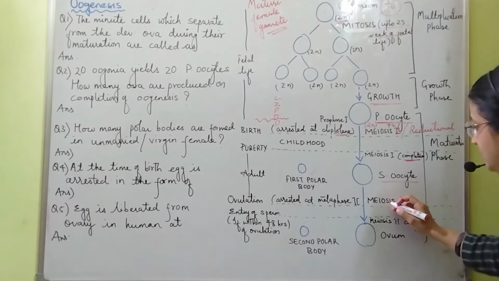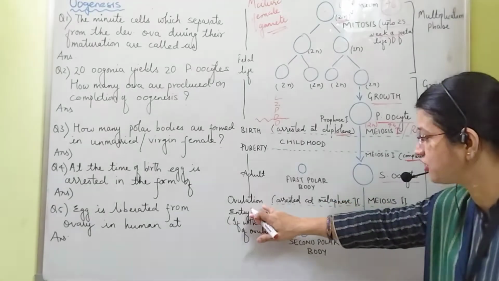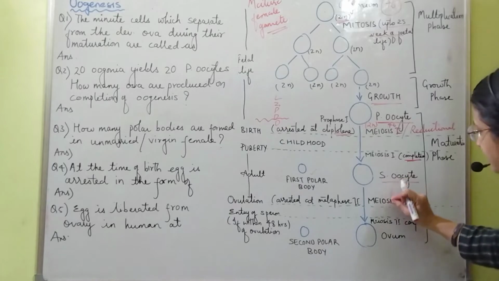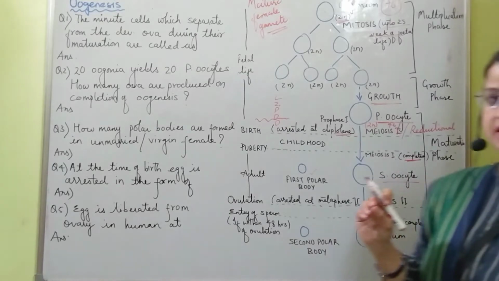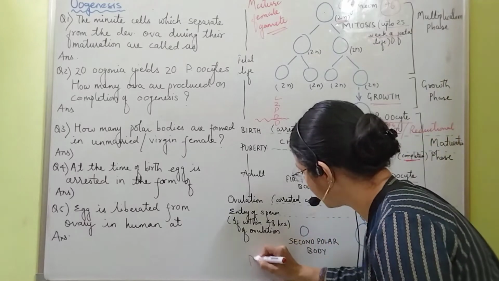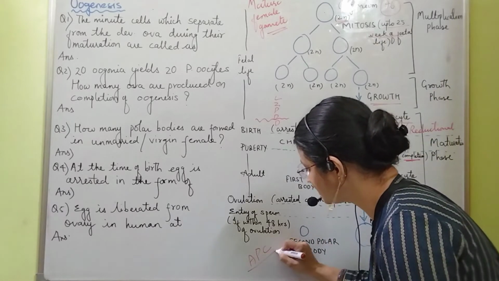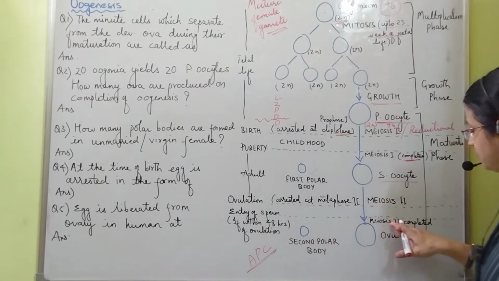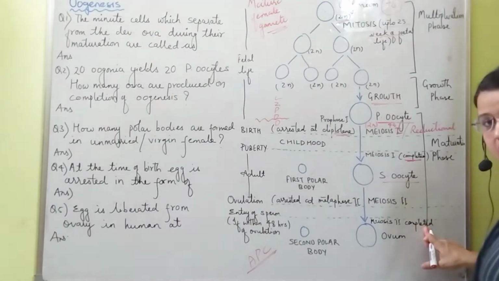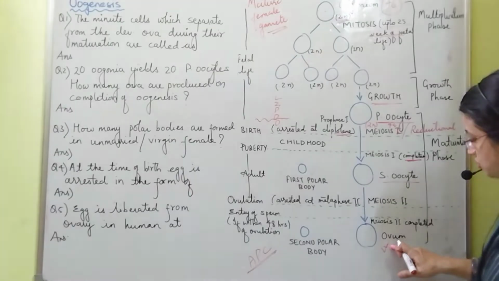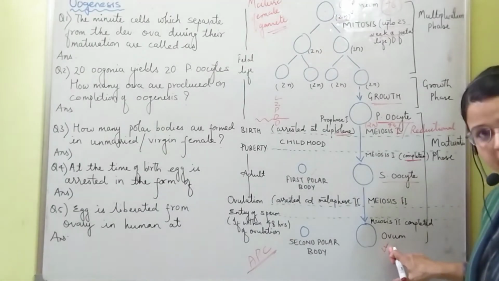Now what will happen if there is entry of sperm within the 48 hours? This secondary oocyte will get a stimulus because the sperm brings a factor which is known as APC, that is anaphase promoting complex. Now what will happen? Meiosis 2 will be completed and it will get converted into ovum and fertilization will take place.